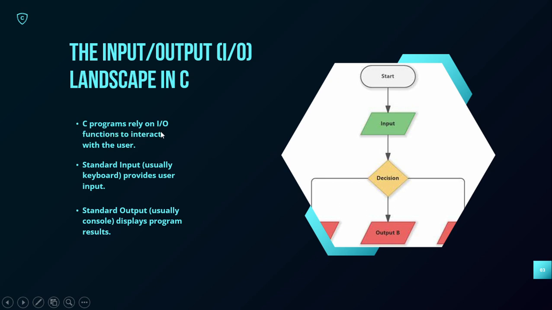C programs rely on I/O functions to interact with the user. Standard input, usually the keyboard, provides user input. So we are using keyboards or text-based inputs so that the computer can understand. And standard output, usually the console. Console means the place where the program is run. It can be a monitor, it can be an IDE, etc. It displays program results.